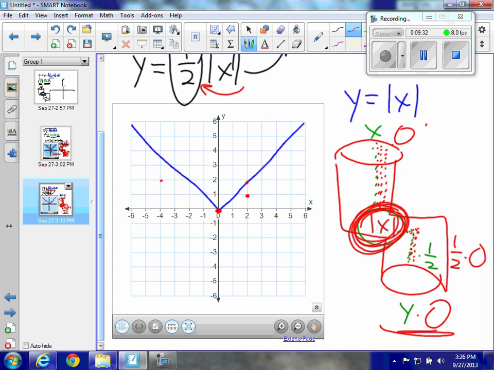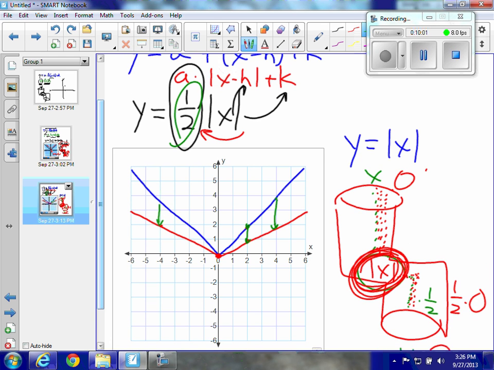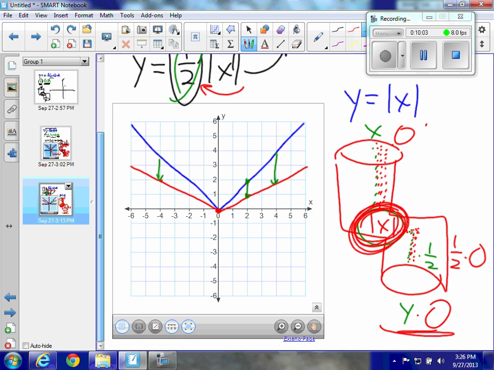So I can see that this absolute value graph is going to look like that. Every single y value, the y values that I have now, have been cut in half. The y value has been cut in half because I had 1/2 times the absolute value of x.